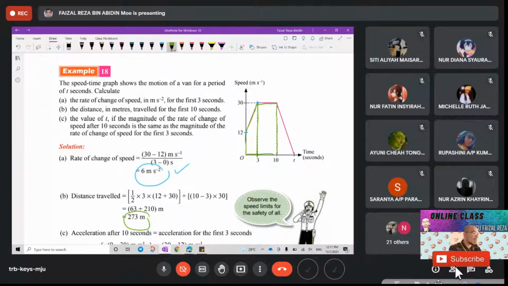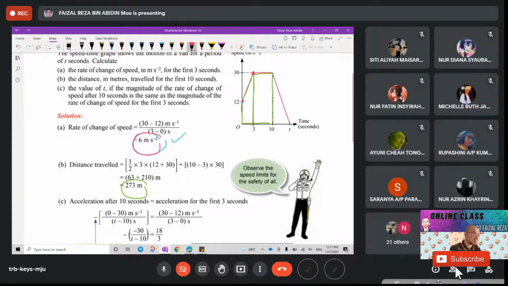Okay, the value of t if the magnitude of the rate of change of speed after 10 seconds is the same as the magnitude of the rate of change of speed for the first 3 seconds. So what does it mean? It means the acceleration over here. The acceleration you have just now is 6 m/s² over here, and it is going to be the same as this one, the deceleration. Okay, so it's going to be the same over here.